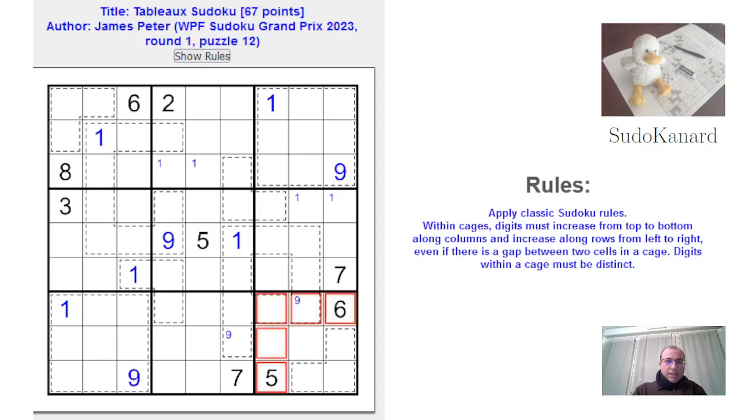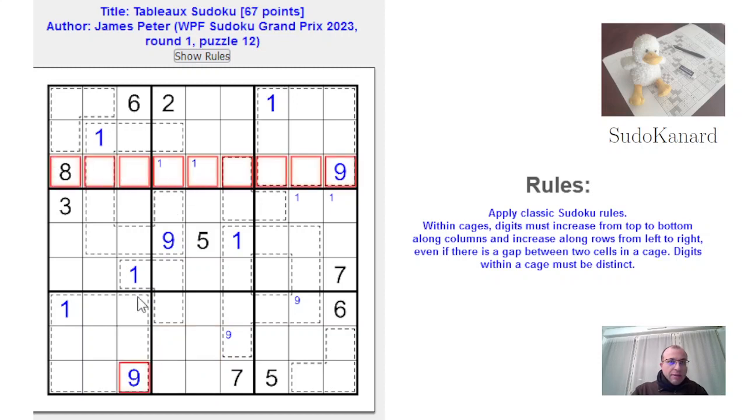And now, in this area, 1 could not be here, but it could be in any of those 3 positions. So that doesn't seem very useful to pencil mark. In this area, 1 could be in any of those 4 digits. Not useful either. Right, let's have a look at 9s.